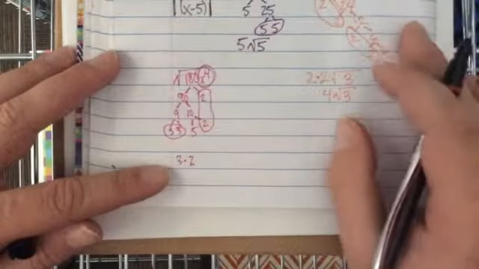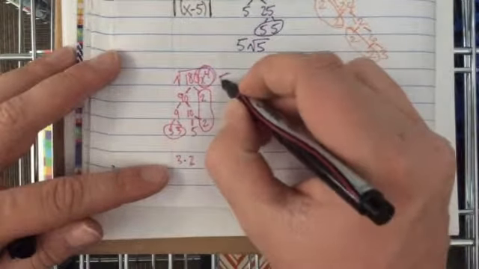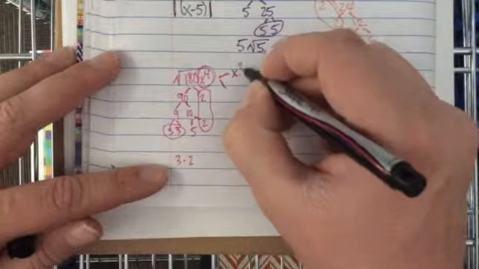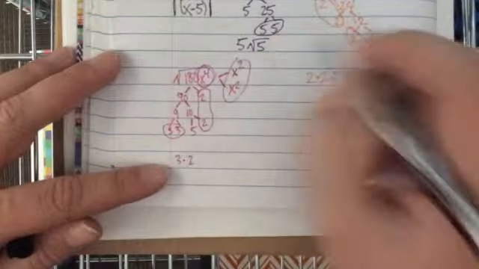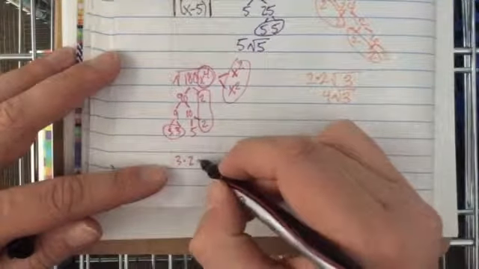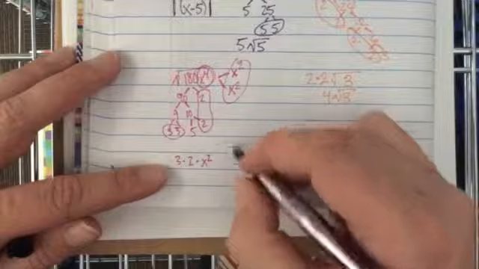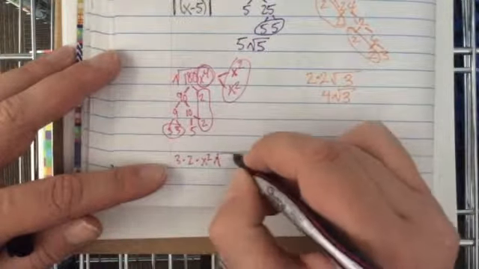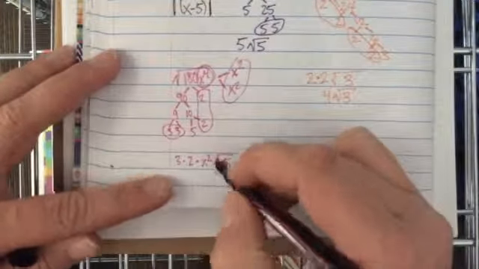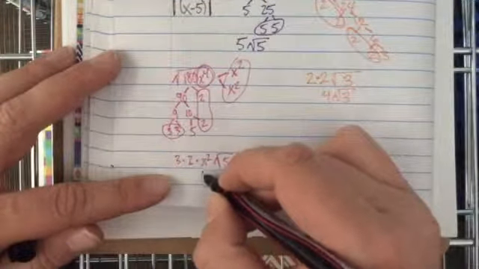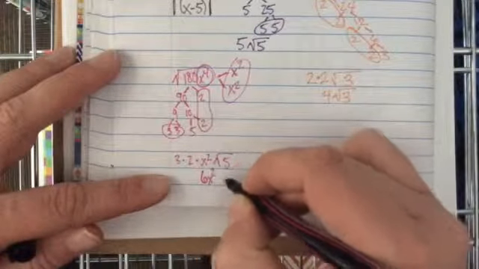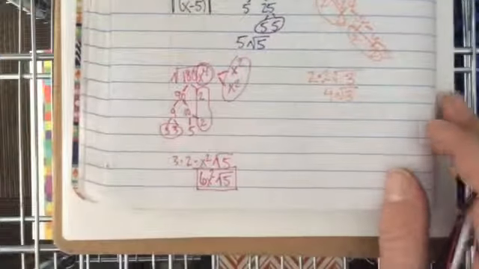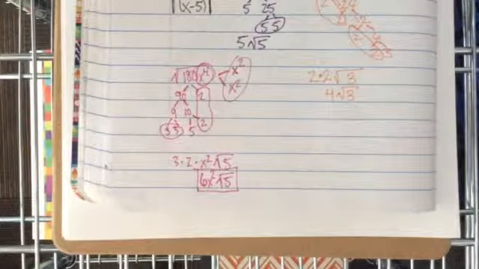Now we have to deal with this x to the 4th. How can we break down x to the 4th? X squared times x squared. They match, right? So now we're going to multiply that by x squared. And what's left? That's square root of 5. So 3 times 2 times x squared is 6x squared, square root of 5. Yep. So that is our final answer.